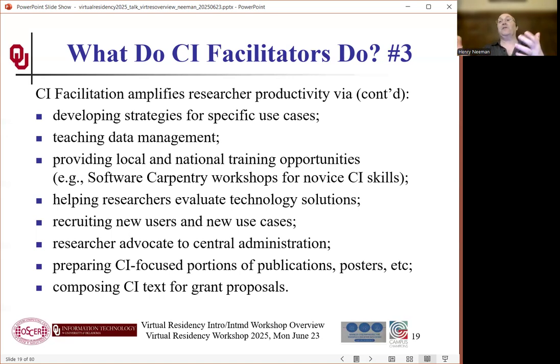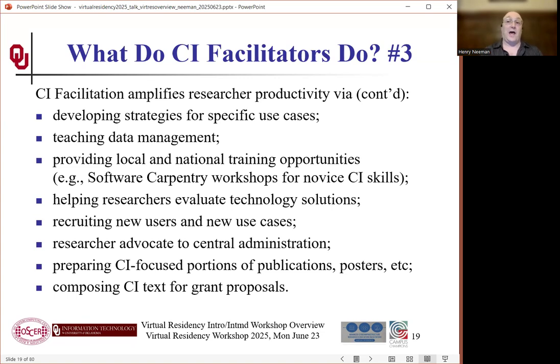Well, easy, straightforward to describe, like running workshops and so on. National training opportunities, like hooking people up with software carpentry or the virtual residency or things of that nature. Helping researchers evaluate technology solutions. So what's the right server or graphics card or what have you for the particular thing a specific research team is trying to do. How much RAM do they need? How many cores do they need? And so on. Recruiting new users and new use cases, it's a constant thing.